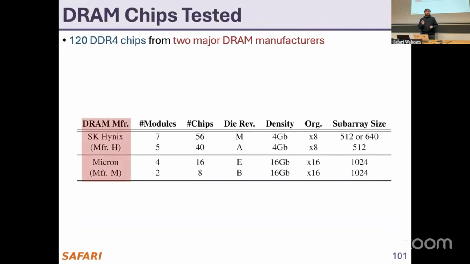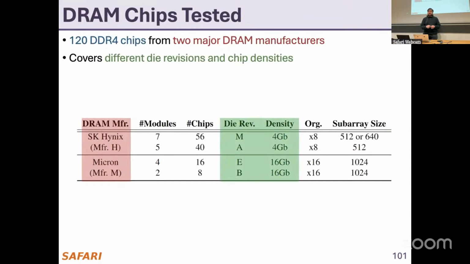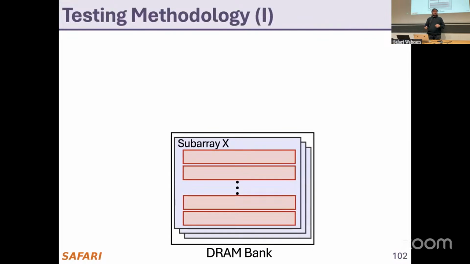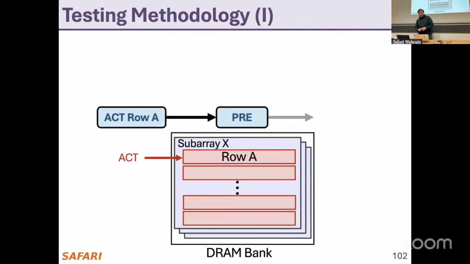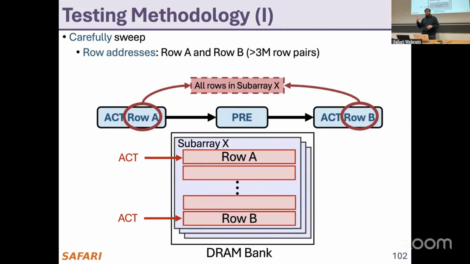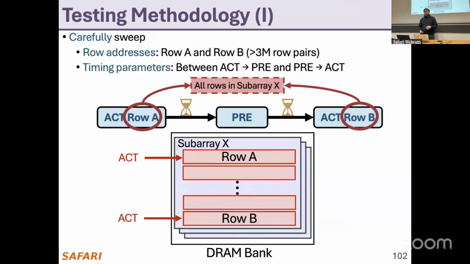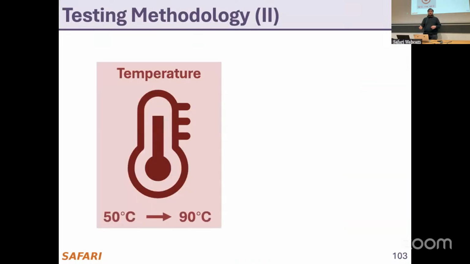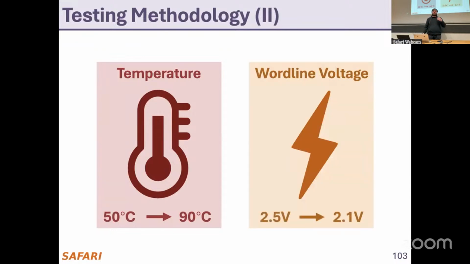And we test a total of 120 DDR4 chips from 2 major manufacturers. And we cover, again, different die revisions and chip densities, essentially different DRAM architectures. Here, now we focus on a single subarray. Again, our command sequence is the same, but row A and row B are now in the same subarray. We carefully sweep these row addresses and the timing parameters in this command sequence. We sweep temperature from 50 degrees Celsius to 90 degrees Celsius, and we reduce the word line voltage from 2.5 volts to 2.1.